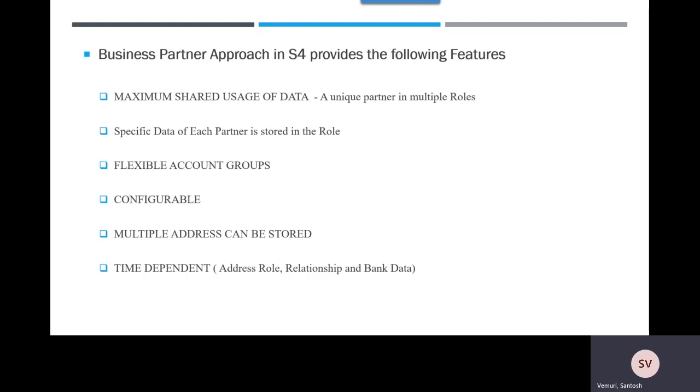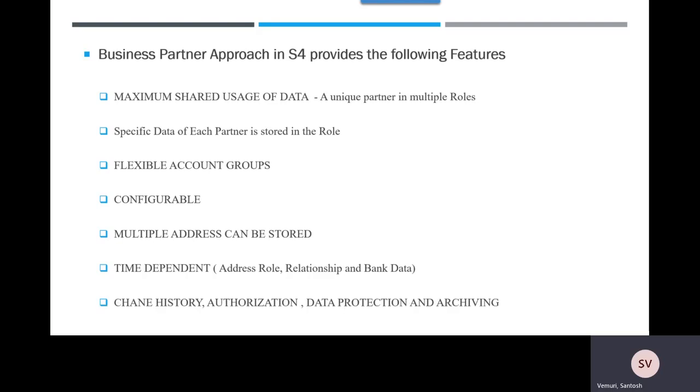So all these three are main options in terms of your time dependent data. So maybe you may get a question like what kind of data or what are the functionalities where the time dependency is enabled at a business partner. So your answer should be it is enabled at address data, or it is enabled at relationship data, or it is enabled at bank data.